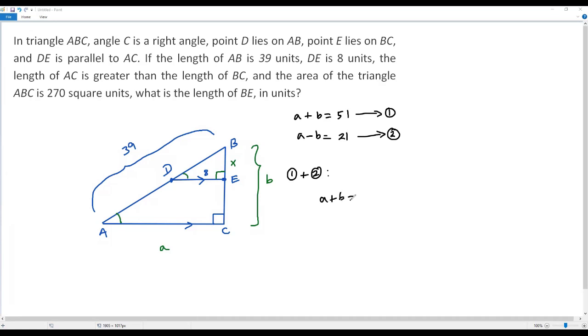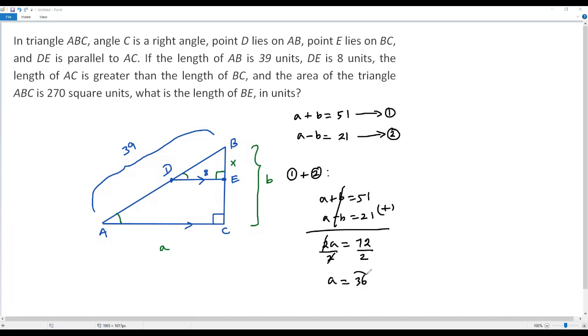a positive b equals 51, a negative b equals 21. When I add these two equations, this positive b and negative b will cancel out. When I combine a and a, I'm getting 2a on the left side. When I combine positive 51 and positive 21, I'm getting positive 72. Let me divide both sides of this equation by 2. Then this 2 will cancel out. I'm getting a equals 36.